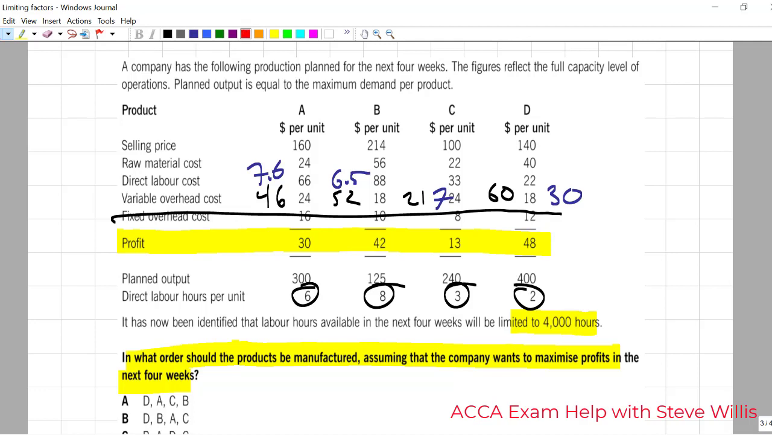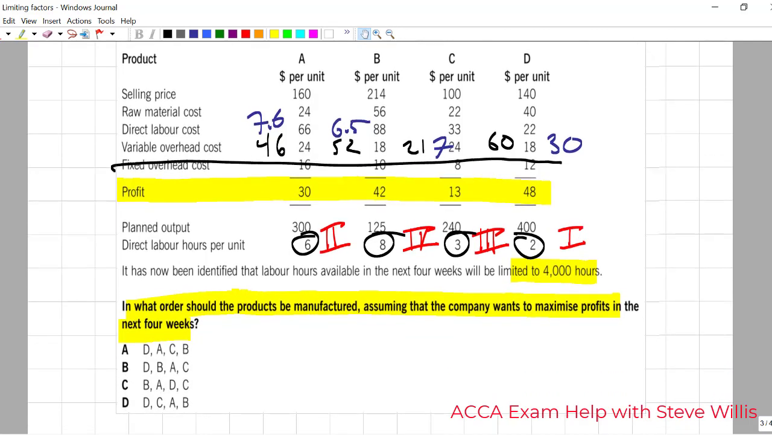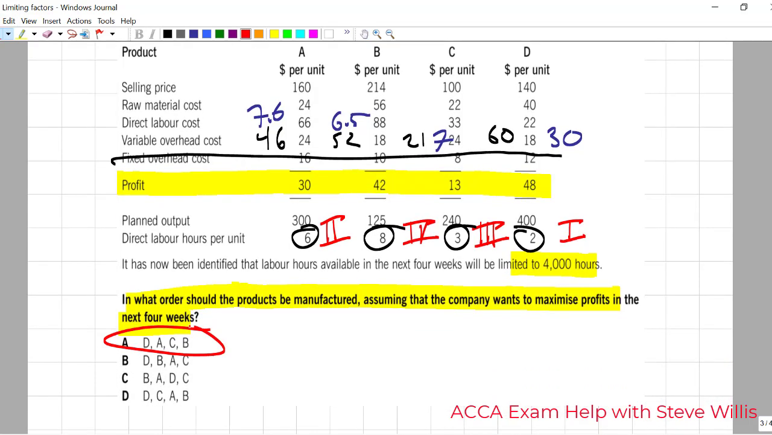So the first thing we'll do, we'll make the D's. Second thing we'll do, we'll make the A's. Third thing we'll do, we'll make the C's, right? We're going in a descending order of contribution per labor hour. The last one is B, the smallest number there. Okay, so there you have it. Contribution per labor hour, helping us set our production plan. And the answer, everybody, is A.